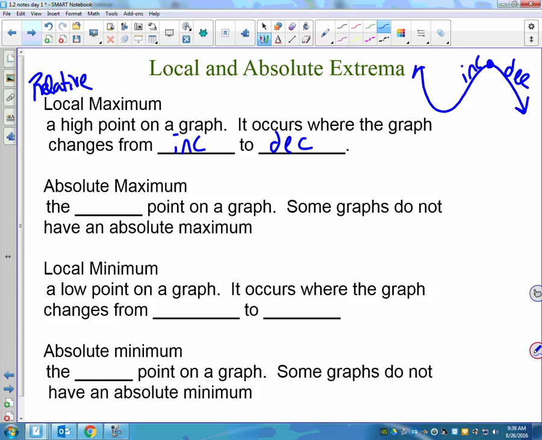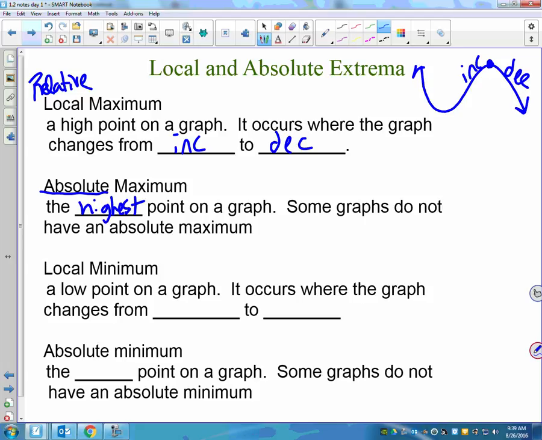And the reason it's called a local maximum is it may not be the exact highest point in the graph, it's just the highest point in that part of the graph. But if they ask you for the absolute maximum, it is the highest point on the graph.